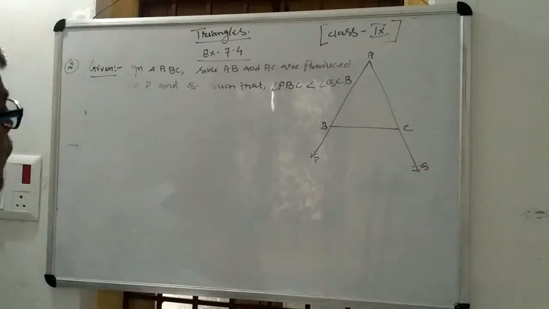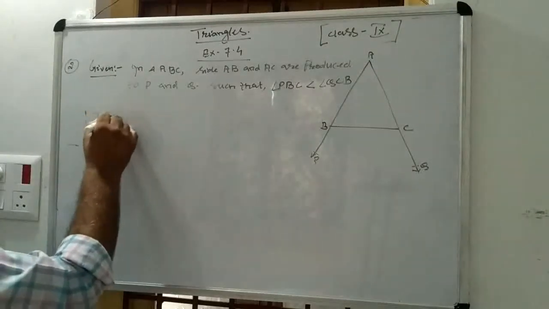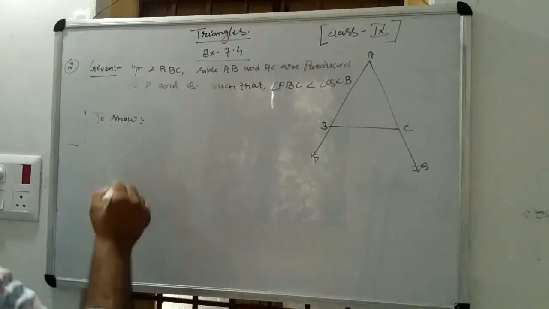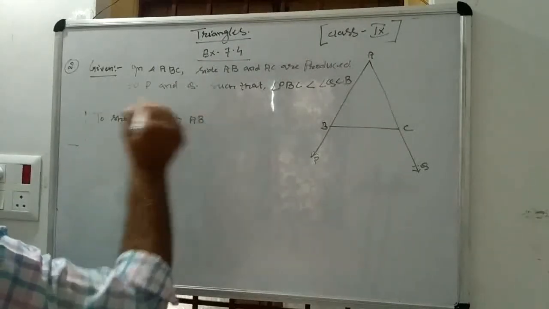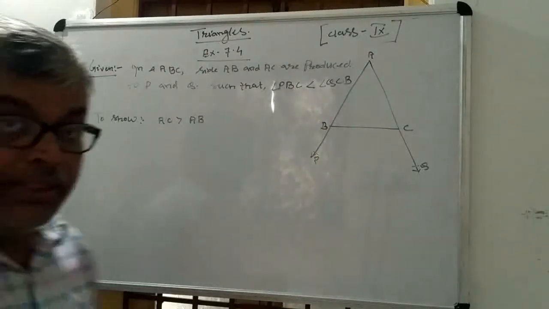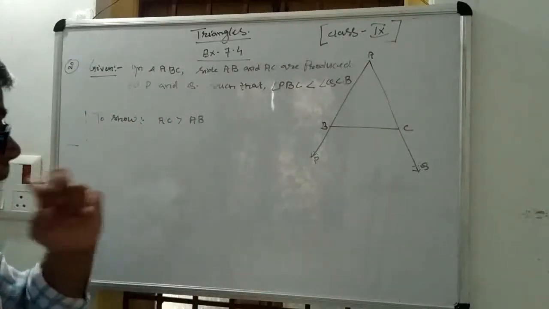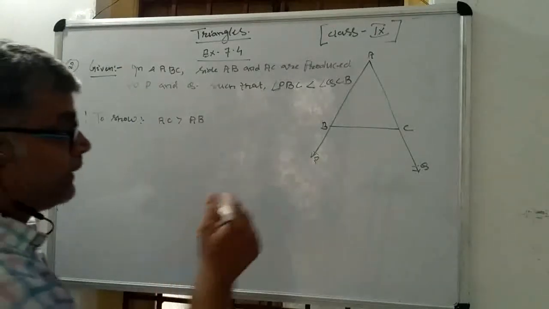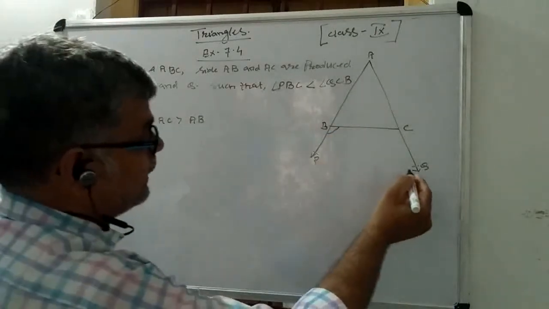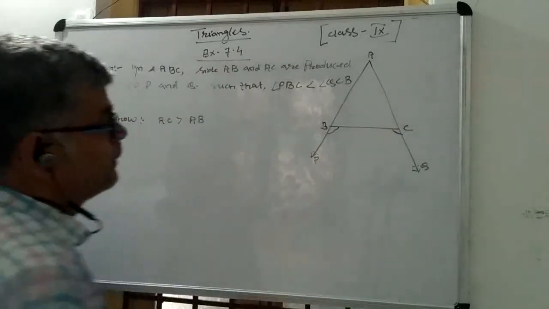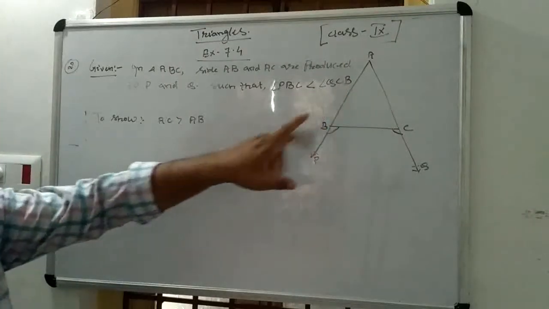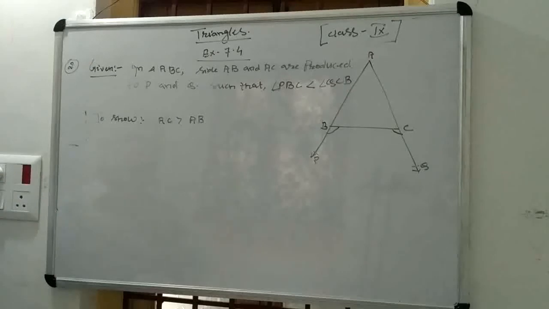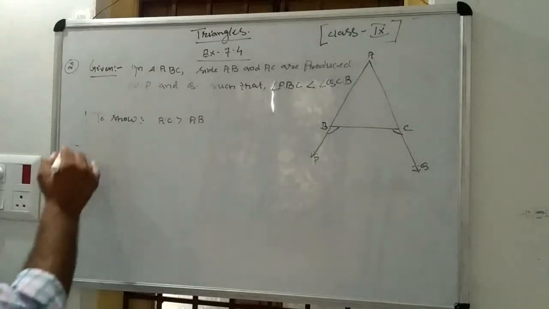Now what we need to show? We need to show AC is greater than AB. This we need to show. And it is given that angle PBC is less than angle QCB. So we need to show that AC is greater than AB. Now children, let's see the proof.